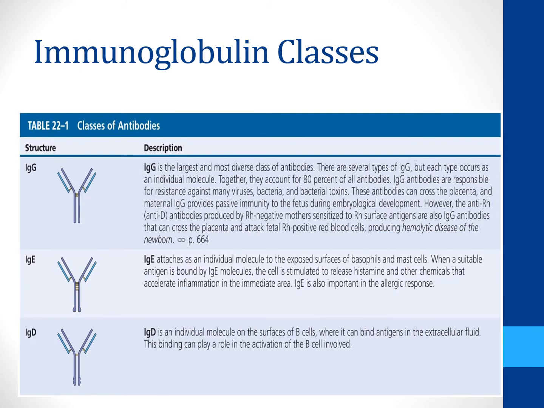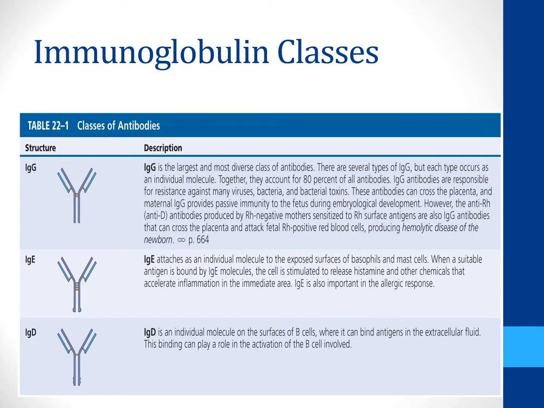So let's look at all the different classes of antibodies. So remember, they're called immunoglobulins. So we have IgG, IgE, IgD, IgM, and IgA. IgG is the largest and most diverse class of antibodies. It makes up about 80% of the antibodies, and the IgG is the only type of antibody to cross the placenta. An example of an IgG antibody is the anti-Rh antibody.